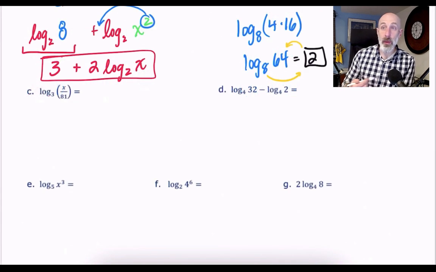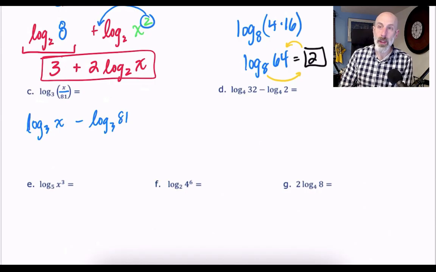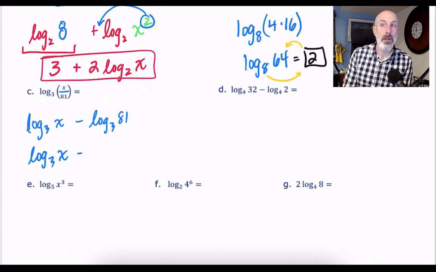In example C, we have log base 3 of x over 81. And since we have a division inside the argument of our log, we can rewrite this as log base 3 of x minus log base 3 of 81. And again, if there's anything more that we can do, we're going to try it. Log base 3 of x is not going to change, but 3 to what power gives me 81?